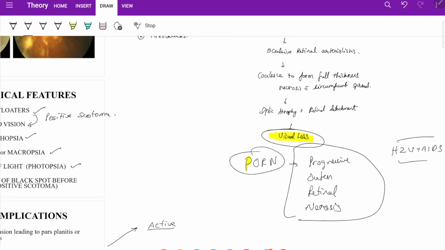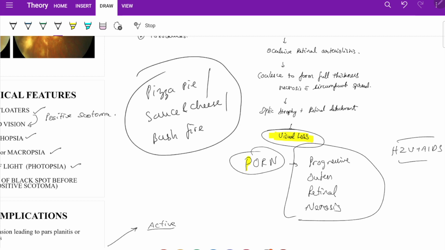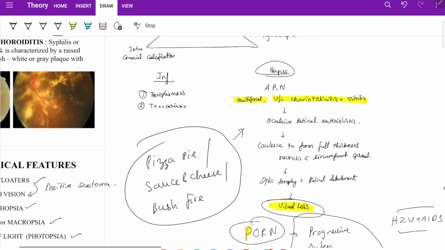So what is the appearance? Your appearance is going to be pizza pie appearance, or you can call it a sauce and cheese appearance. Okay, whichever is in the option, you can write that. Or bushfire appearance. So all three appearances you are going to see in herpes. Okay, herpes and cytomegalovirus, both, wherever you are going to have retinal hemorrhage and retinal necrosis.